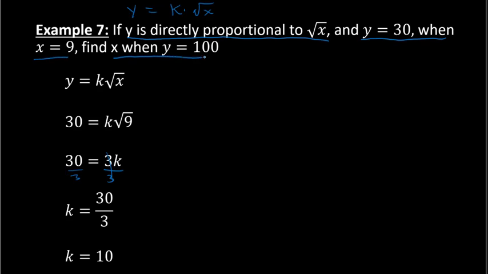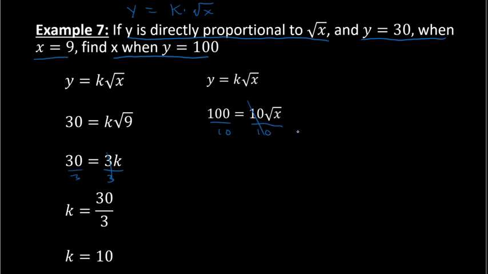Find x when y is 100. I use the equation again. I plug 100 in for y and 10 in for k, sorry. So I have 100 equals 10 times the square root of x. So from here, I can solve for the square root of x by dividing both sides by 10.